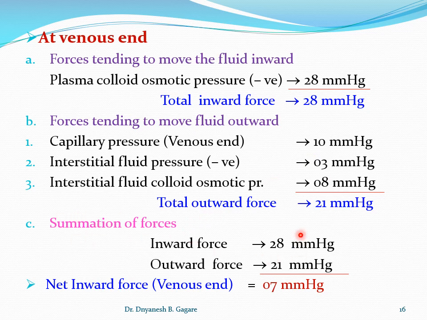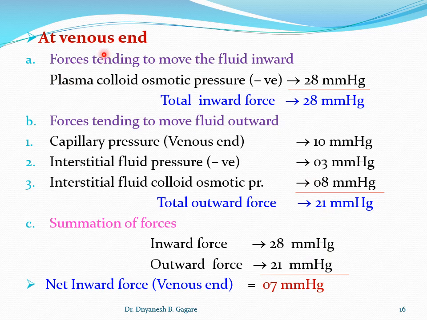So we'll take the summation. 28 is the inward force minus 21 is the outward force. So the total inward force becomes 7 millimeter of mercury, and that's why at the venous end there is a reabsorption of the fluid from outside to inside the capillary, that is from interstitium to the capillary. So at the arterial end there is net filtration, and at the venous end there is absorption of the fluid. This is the general mechanism we discussed.